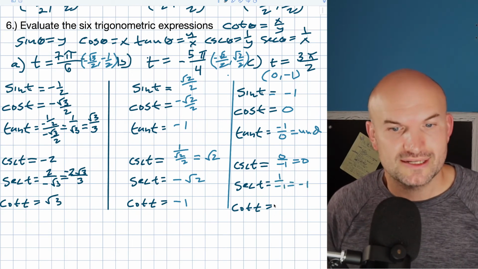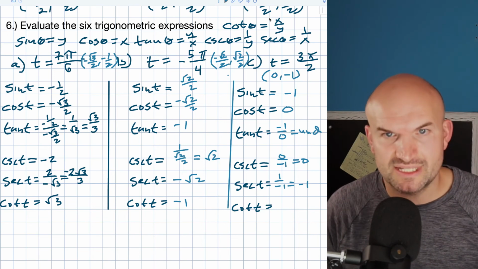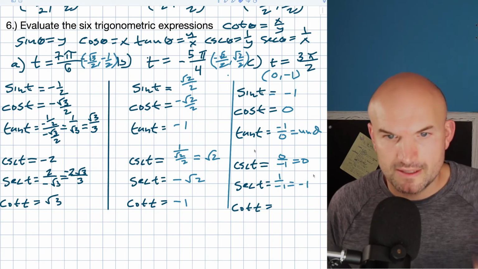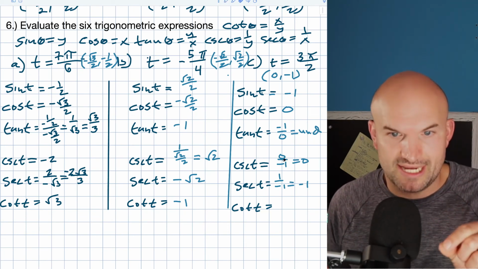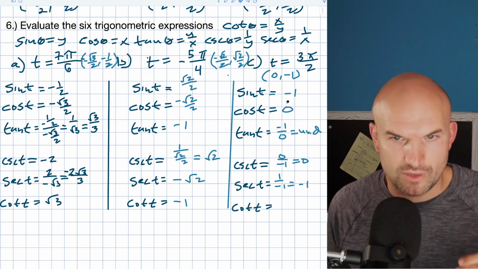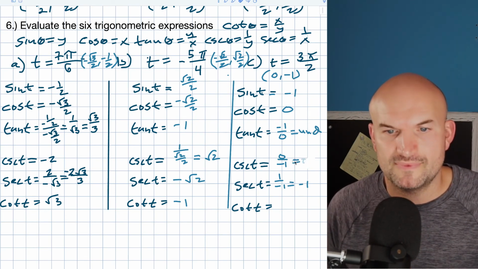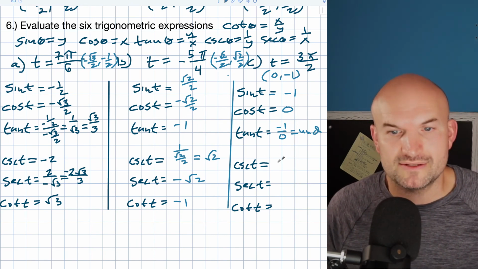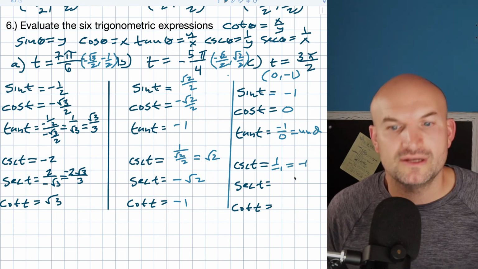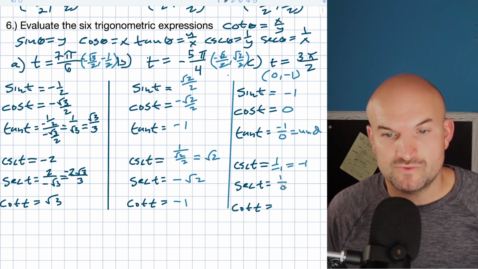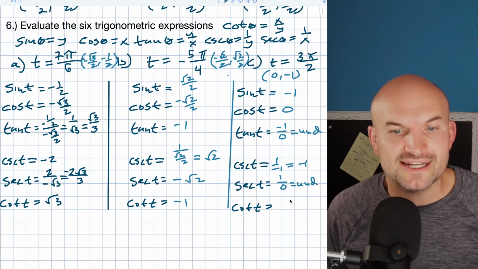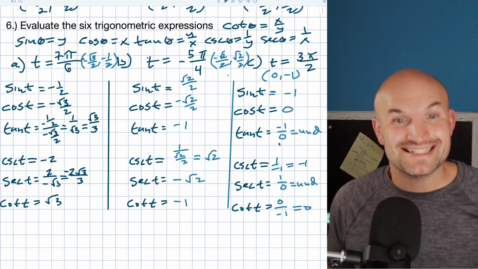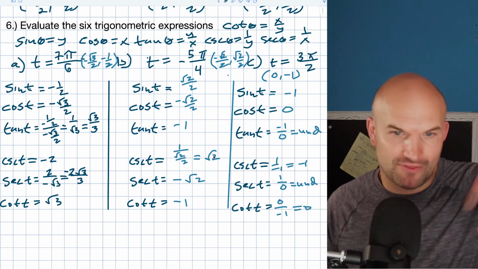Sorry, I did that wrong. Let me slow down here. Tangent was undefined, good. Cosecant is 1 over y, right? So that's 1 over negative 1, which is negative 1. Secant is 1 over x, which is 1 over 0, which is also undefined. And cotangent is x over y, which is 0 over negative 1, which is equal to 0. Okay, so that was going through all of them.